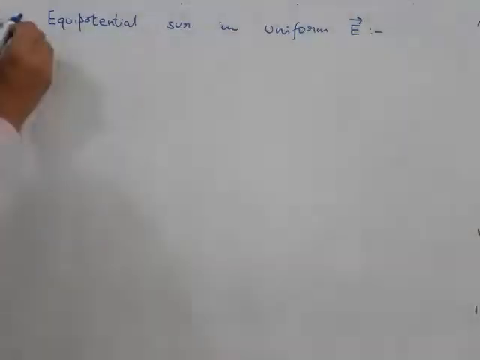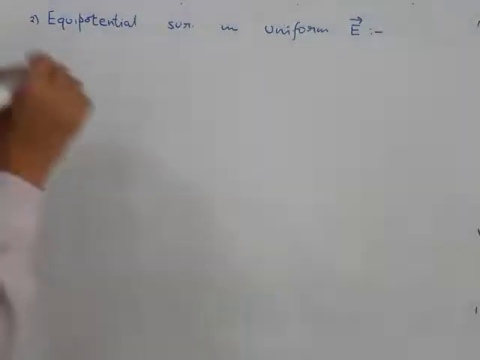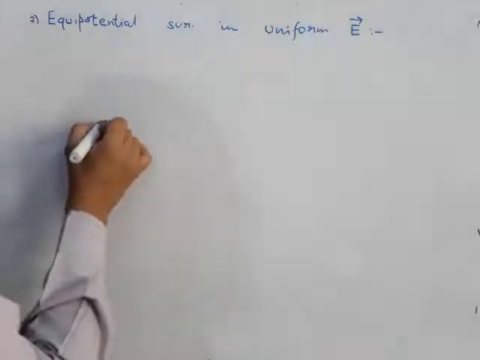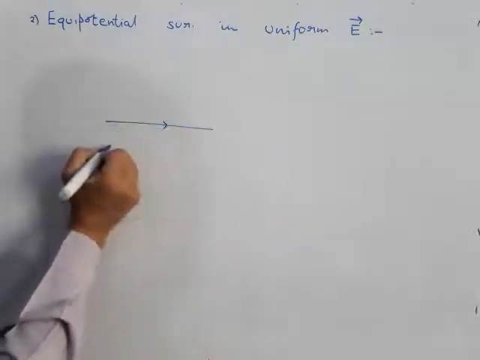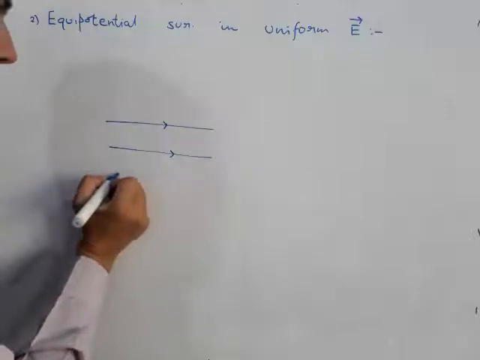Let's see another example of equipotential surfaces in a region of uniform electric field. Now, uniform electric field, how do we represent it, students? It is represented by a set of equally spaced parallel lines.